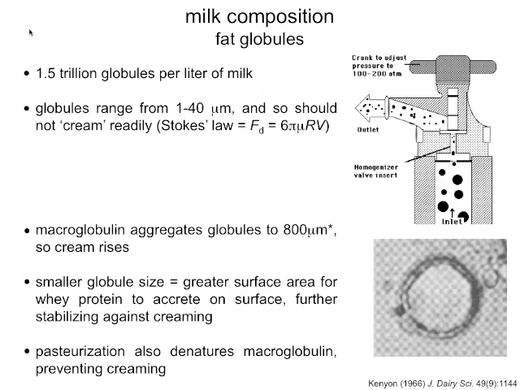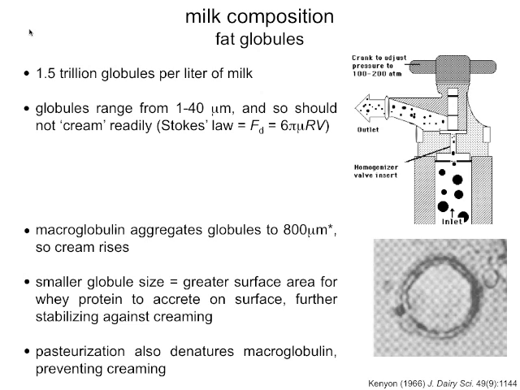It's been estimated that there are greater than 1 trillion fat globules in a liter of milk, and these globules come in a range of sizes from 1 to 40 microns, which is a very small size. So small, in fact, that we wouldn't expect, based on laws of physics, that these particles should cream rapidly.